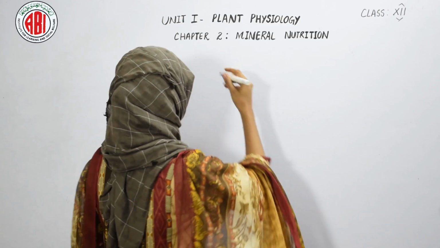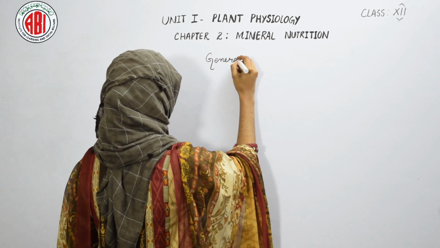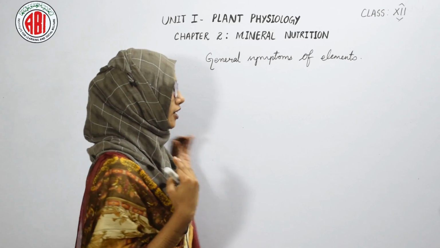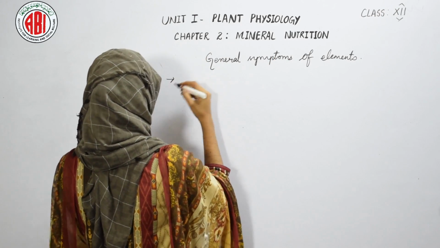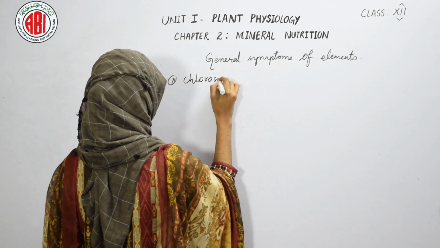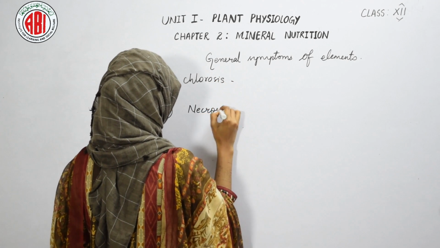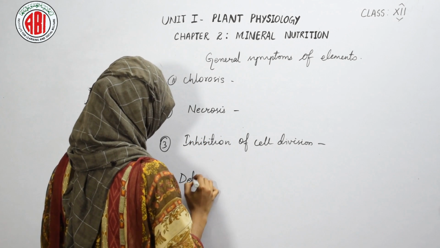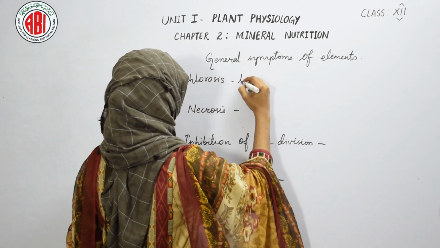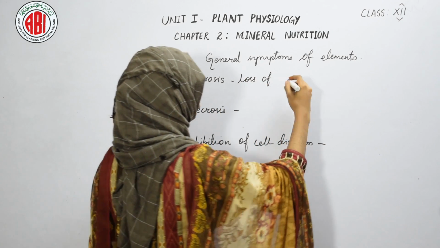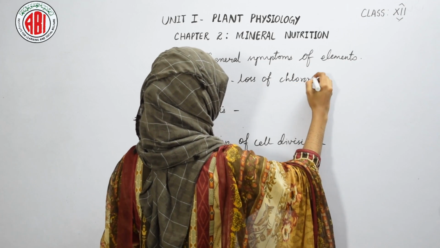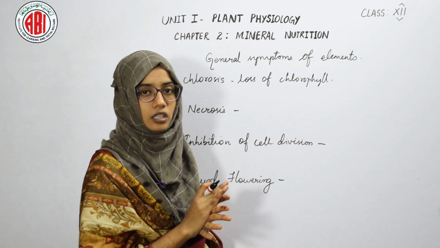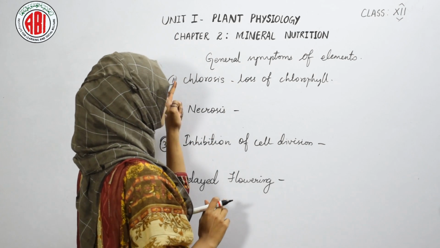Let us study the general symptoms which can be seen in almost all of the minerals and elements. We can see 4 general deficiency symptoms in all the elements, and they are chlorosis, necrosis, inhibition of cell division, and delayed flowering. Chlorosis is yellowing of leaf, which takes place due to the loss of the pigment chlorophyll. When there is less production of the pigment chlorophyll, then the leaves turn yellow, and that condition is called chlorosis.